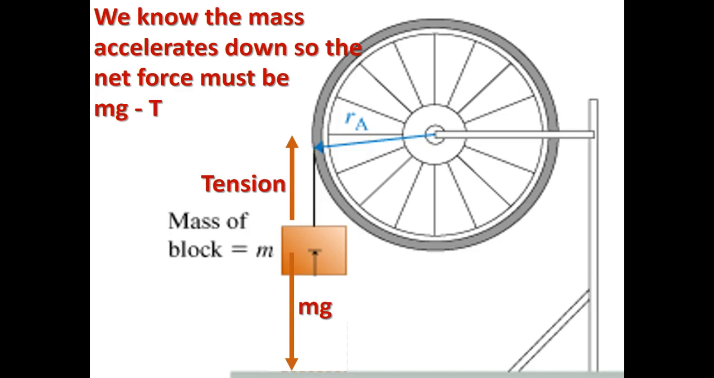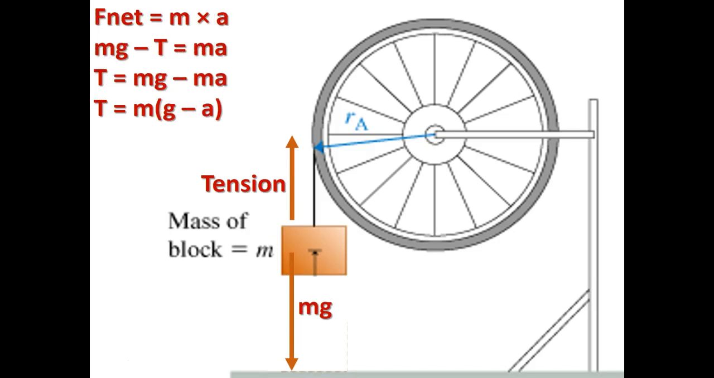And as we talked about earlier this year, because the weight and the tension are acting in opposite directions, that net force is going to be mg minus the tension. So according to Newton's second law, F net is going to be equal to the mass times the acceleration. And again, we're talking about the net force on the hanging mass, not the wheel at this point. So rearranging that to find the tension, we have mg minus tension equals ma.